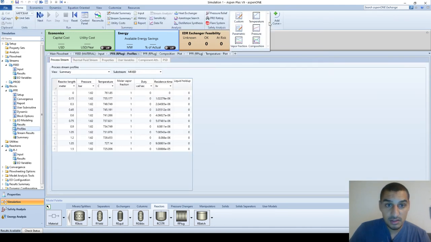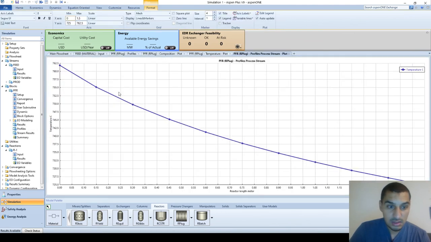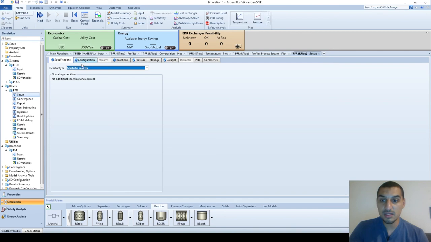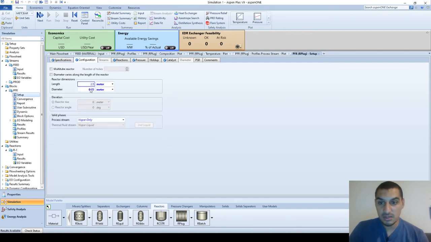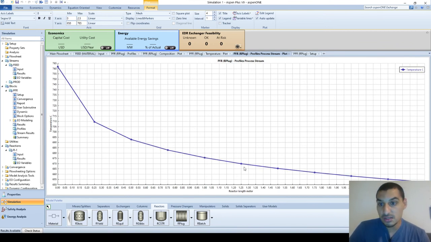I think for the graph I should have chosen the reactor length, because it's easier to understand. So it seems that the reaction can still go more, so I can play with the setup of the reactor. I can change the reactor length to make it 2.5. I can change the diameter to be 0.5. I can make it multi-tubular and use three tubes. All of these are just parameters that I can simply change, and you'd see that the conversion changes a lot, and the temperature changes to be 650. So the reaction is going more, and it's absorbing more heat.